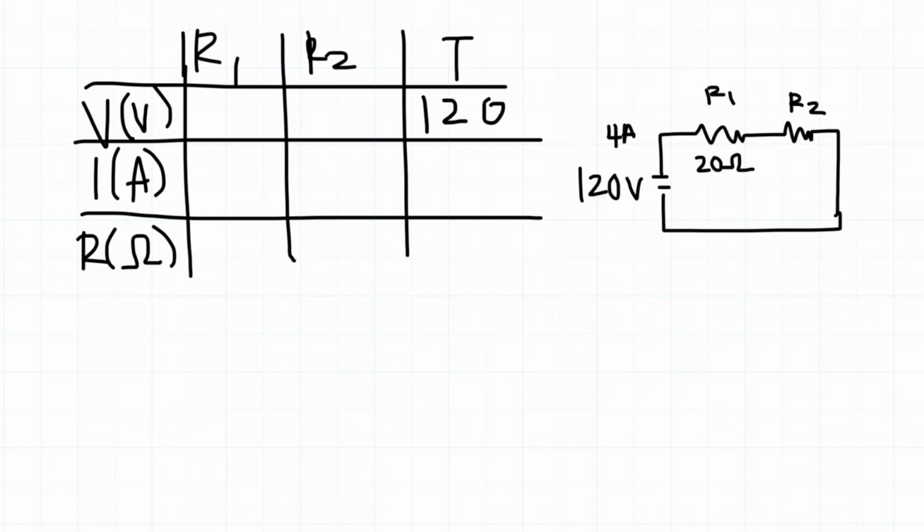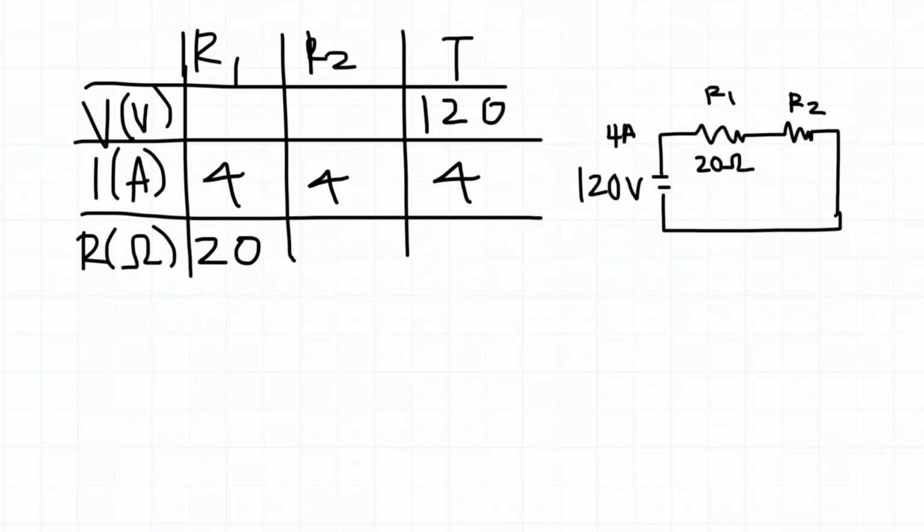We also know that for resistor 1, the resistance is 20 ohms. We also know somewhere in the circuit, the current is 4 amps. It actually doesn't matter where this is labeled because for a series circuit, it's always going to be the same current. So for this whole row right here, we can basically fill it out as 4 amps.